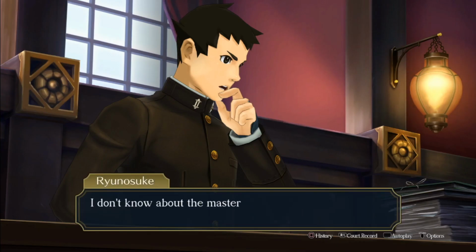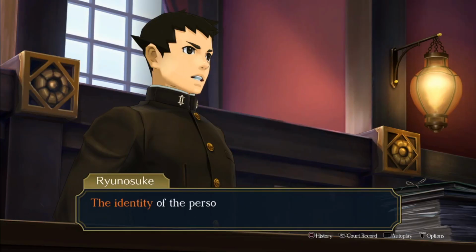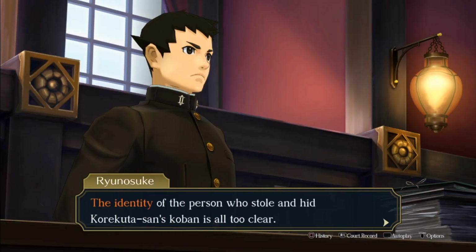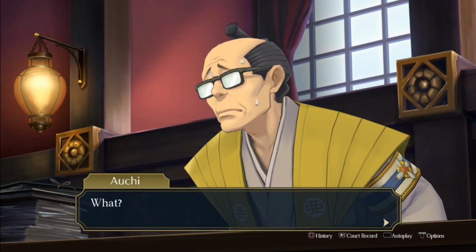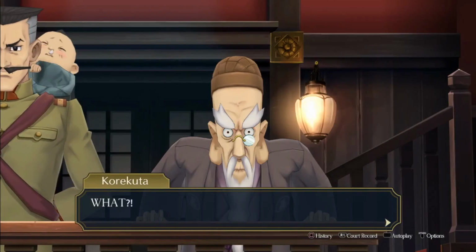Yeah. I don't know about the master thief part, but the identity of the person who stole and hid Korekuta-san's Koban is all too clear, yeah. Are we the only ones who kind of know very clearly who it is? I think it's super obvious, isn't it? What? What?